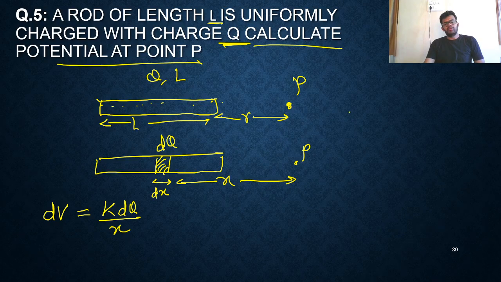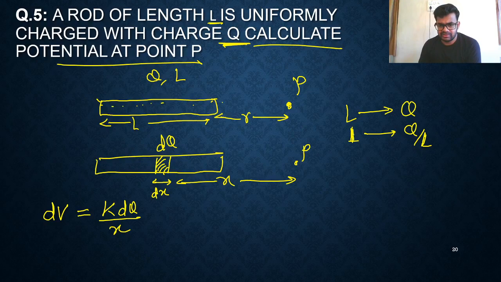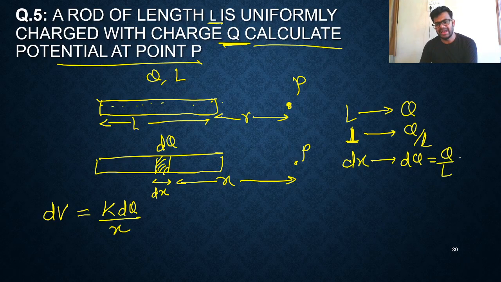So you know one thing, L length of the rod is having charge q. So one length of the rod will have charge q by L. Q by L is the charge on the unit length. Then the small length dx will have charge dq, and that dq can be given by charge per unit length, q by L, into dx.